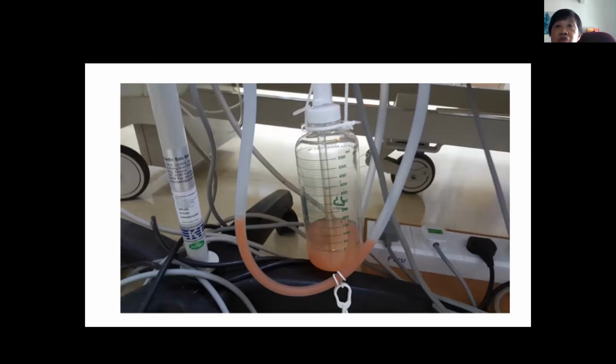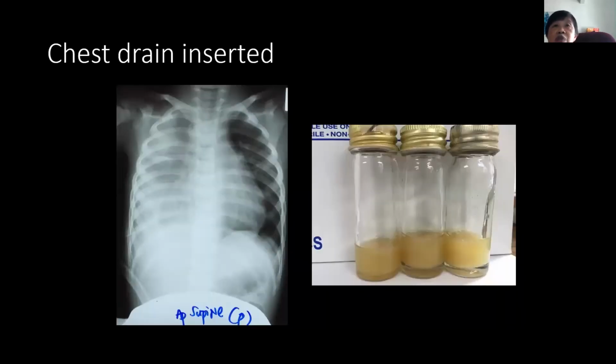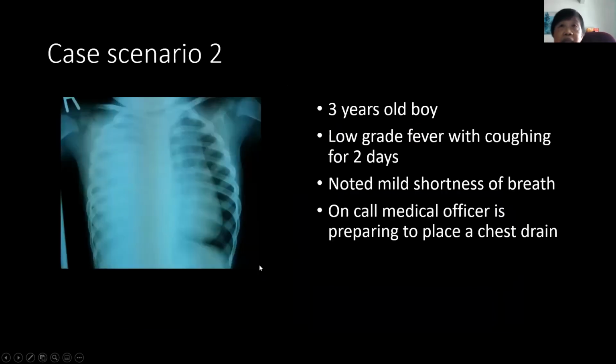So this is the purulent fluid that was obtained, and this patient went on to improve. We put in urokinase and drained out quite a lot of the pus, and he got better. Okay, so now we have a second case scenario.